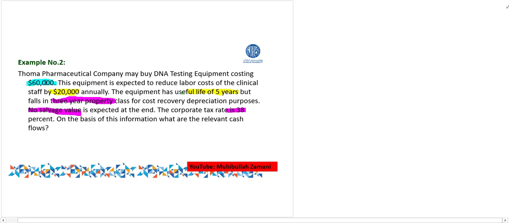We have only the cost of the asset, but no capital expenditure. We have information regarding reduction in the cost only, but there is no information regarding revenue. We have information regarding the useful life of the asset as well as the years of depreciation. In this case, we also don't have information regarding increase and decrease in working capital. And also in this example, we don't have any salvage value. And the tax information is equal to how many percentage? 38%. So we have to calculate the relevant cash flow.